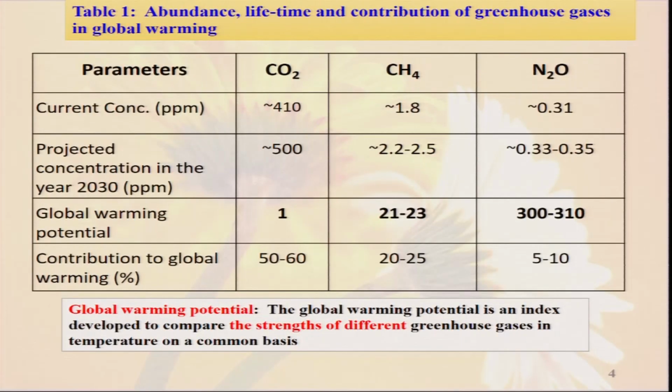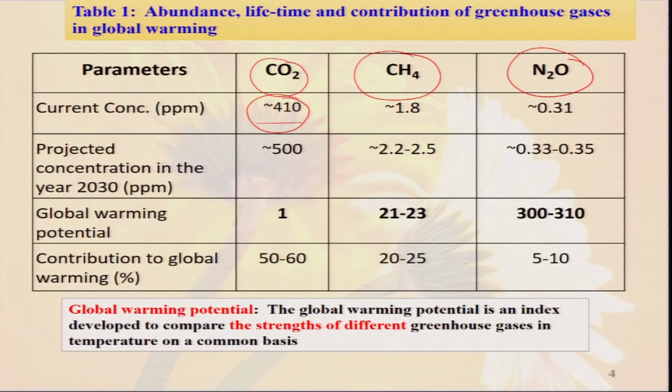If you see different types of parameters, there are three main important greenhouse gases: carbon dioxide, methane and nitrous oxide. Their current concentration of carbon dioxide is 410, and if you go to pre-industrial times 200 years back, it was only 280 ppm. From 280 ppm, meaning parts per million, it has increased to 410. So there has been an enormous increase in carbon dioxide. Similarly also in the case of methane and nitrous oxide.